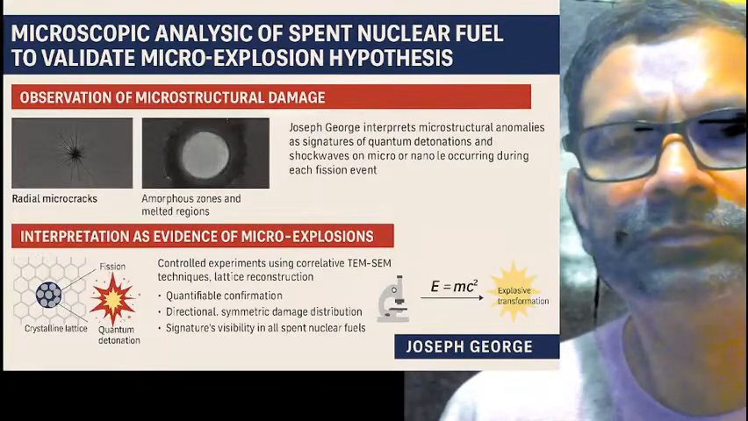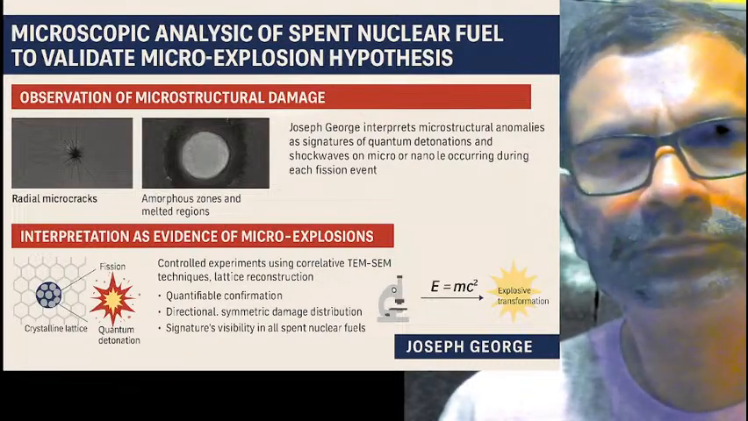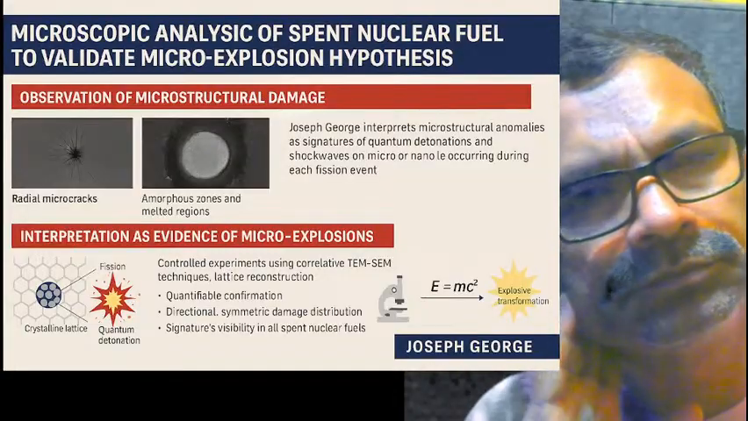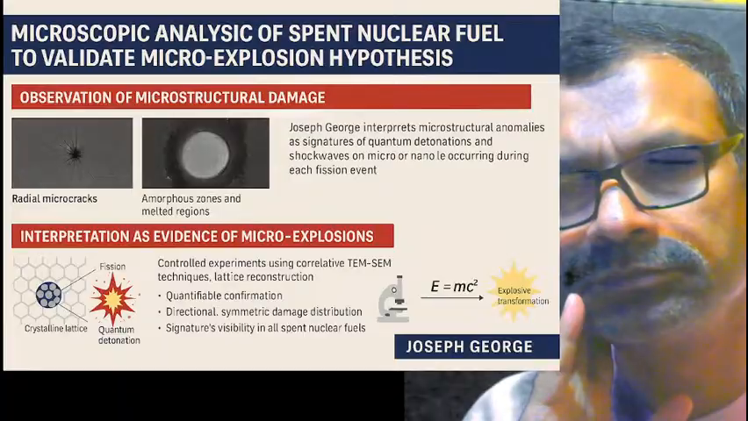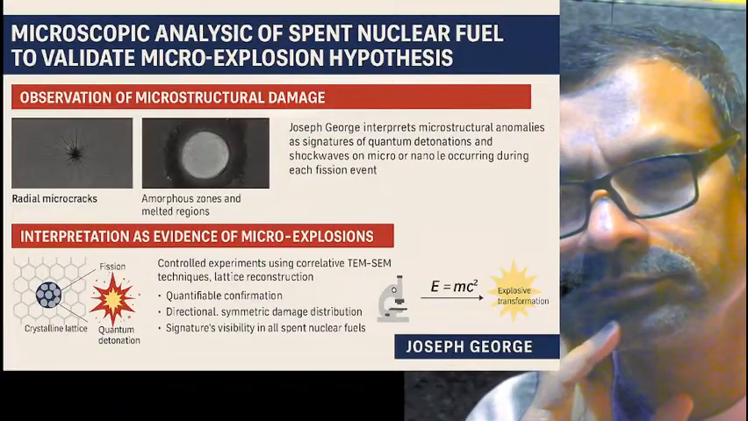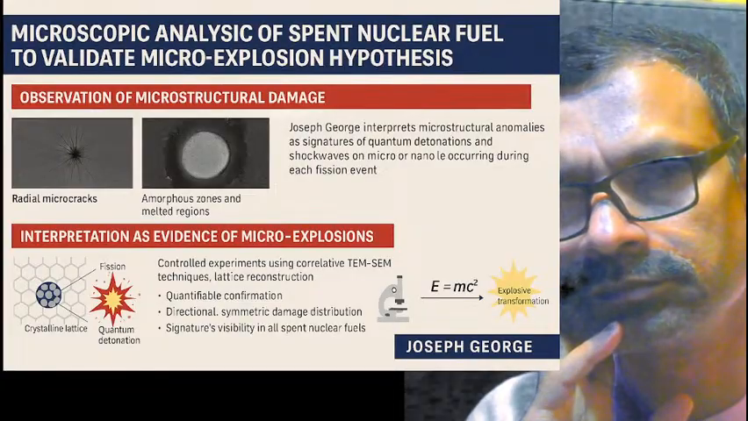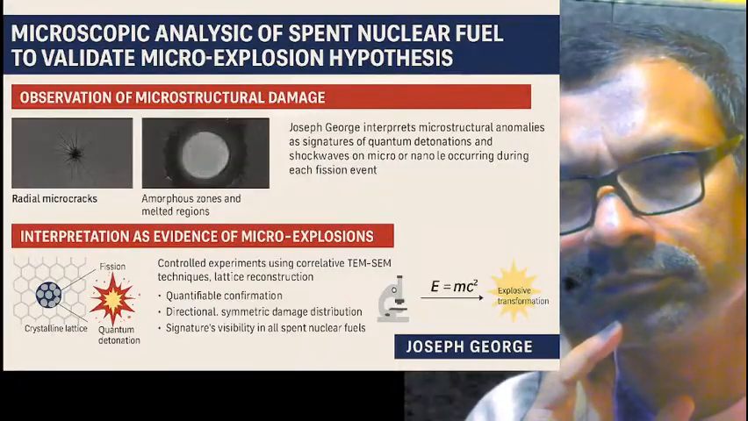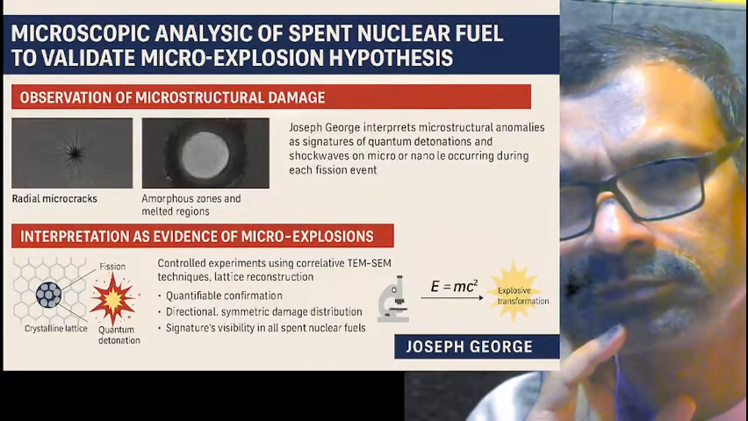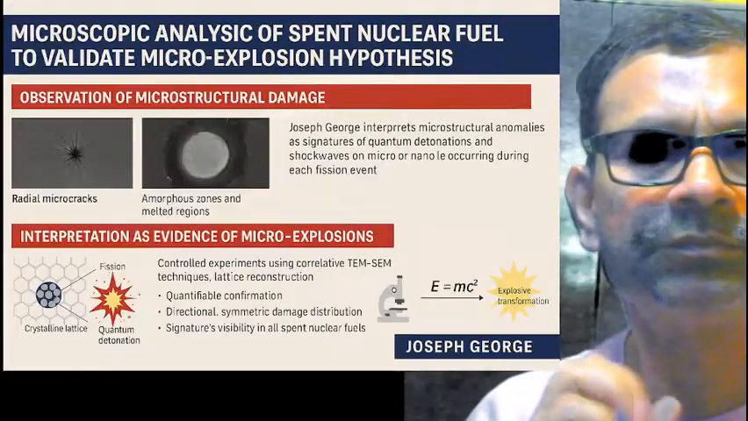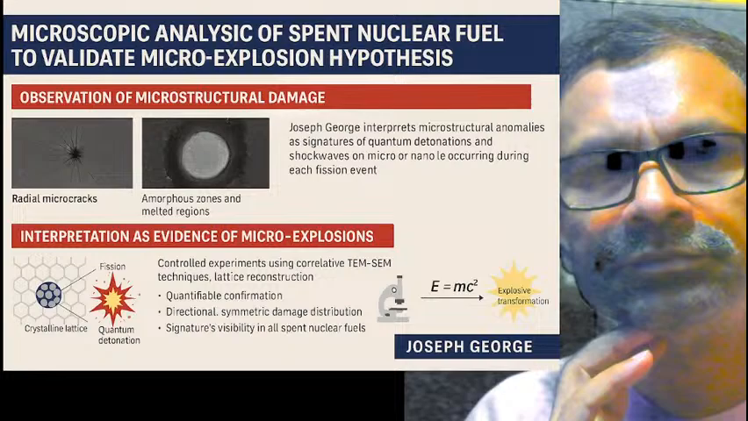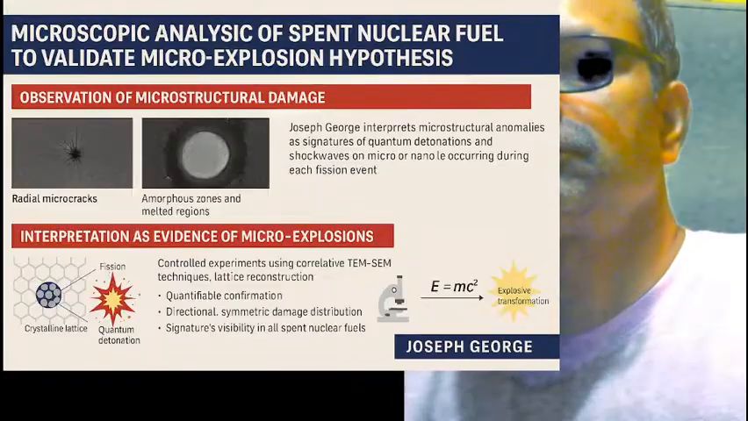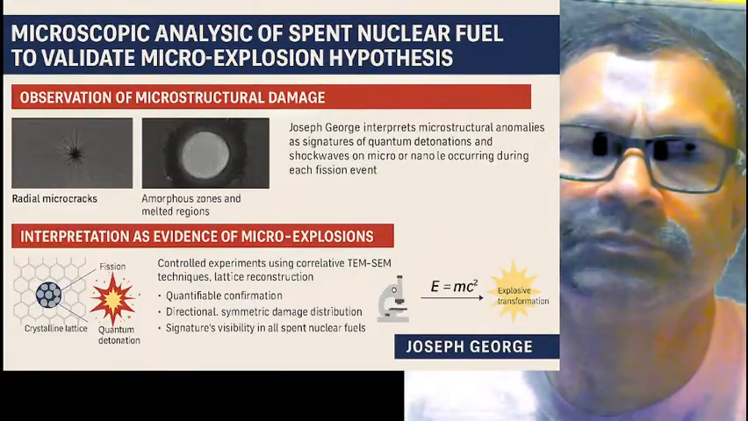2. Interpretation as evidence of microexplosions. In his theory, Joseph George interprets the above microstructural anomalies as direct signatures of quantum detonations, that is, microscopic explosions caused by the conversion of mass defect into a shock wave of energy during each fission event. The missing mass defect is not lost as mere kinetic recoil of fission fragments. Instead, it transforms explosively into spherical shock waves, which fracture and deform the surrounding crystal lattice of the fuel. This interpretation challenges the traditional view that fission energy is mainly expressed as the kinetic energy of fission products.